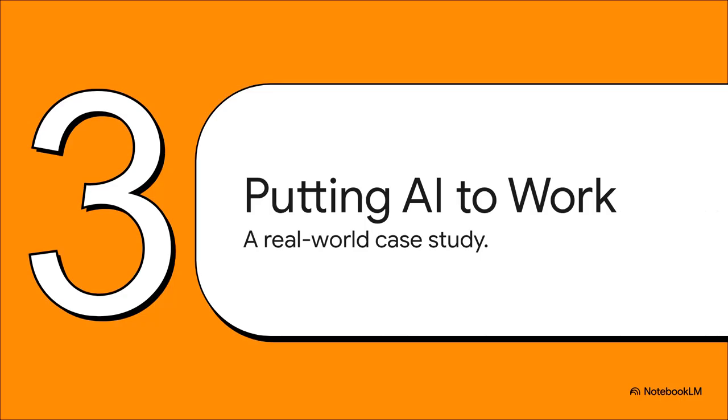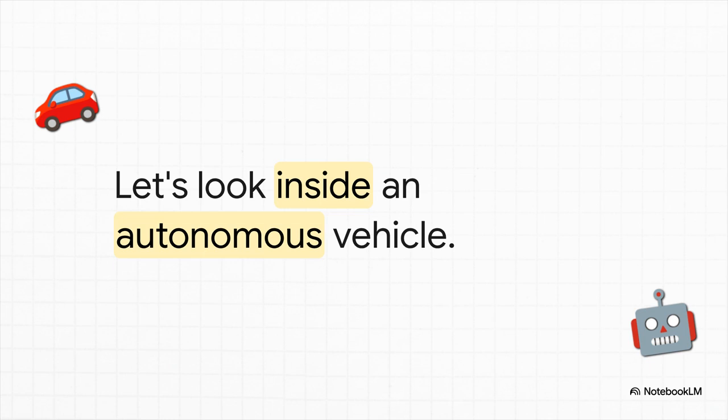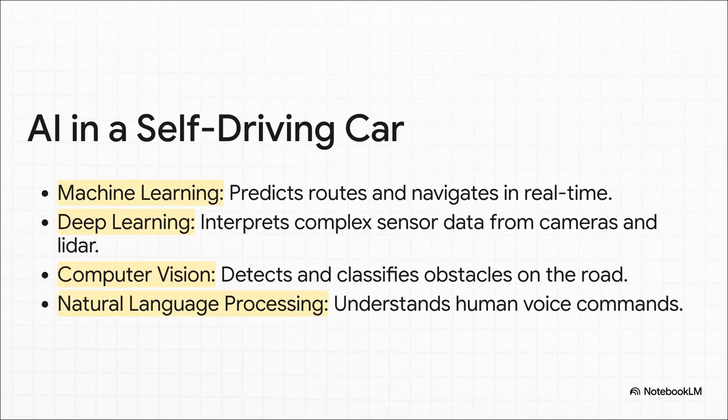Okay, that is enough theory for now. Let's see how all these different layers actually click together in the real world. For section 3, we're going to put AI to work with a really cool case study. And honestly, there's probably no better example of all these layers working in harmony than a self-driving car. It's like a perfect little microcosm of this entire AI universe we've been talking about. Just look at how it all comes together.